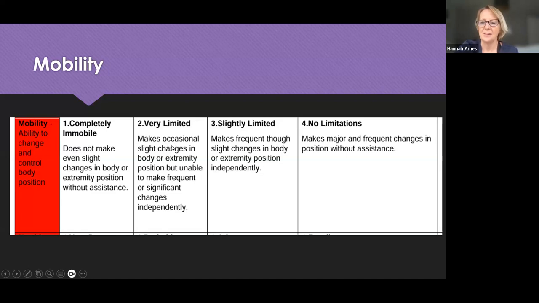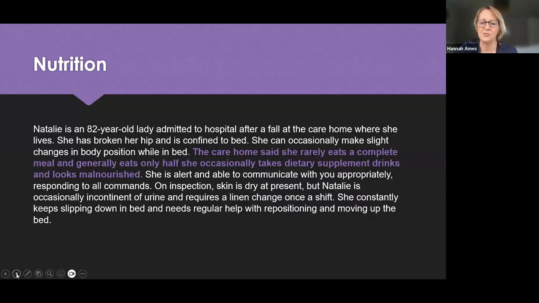It says she makes occasional slight changes. So we're going to score her as number 2 for mobility. And now on to nutrition.